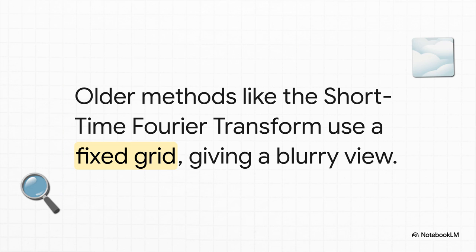See, the techniques that came before, like the short-time Fourier transform, were kind of like using a microscope with a fixed lens. You were just stuck with one level of resolution for everything, and that compromise meant you could never get a perfectly clear picture. Your view was always just a little bit blurry.